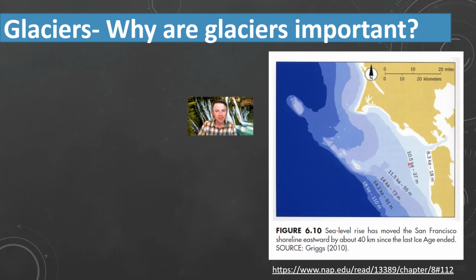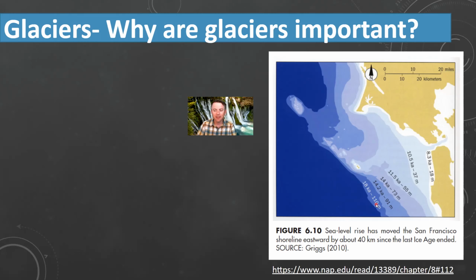Okay. 10,000 years ago, sea level was almost 37 meters lower than it is today. If you were to stand out in San Francisco, where we are today, 18,000 years ago, the ocean was 100 meters less deep, or so. It was shallower, yeah, 110 meters shallower, I guess would be the proper way of saying it.